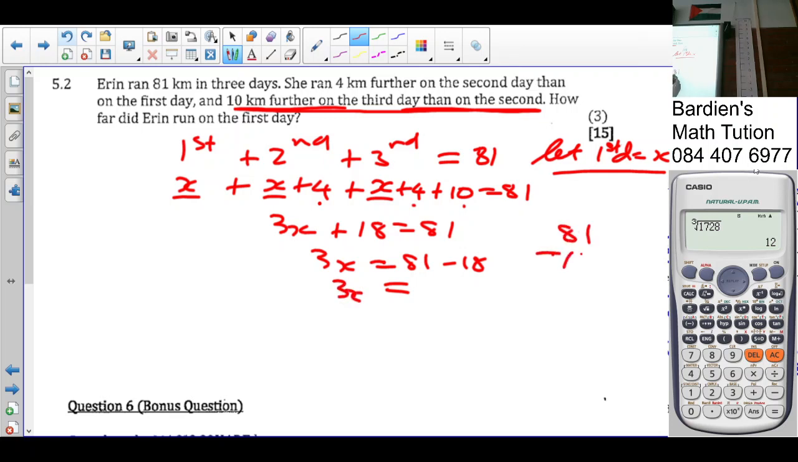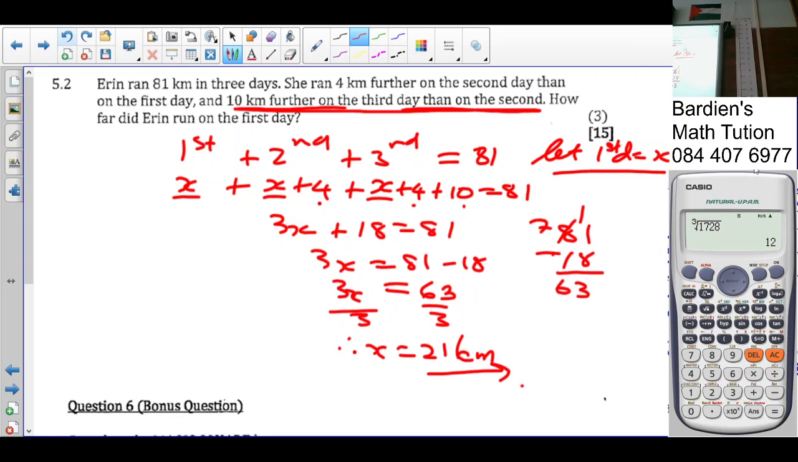81 minus 18 is 63. Now what? Divide by 3. Therefore X is equal to 21. So she did 21 kilometers on day 1. You all agree with that?